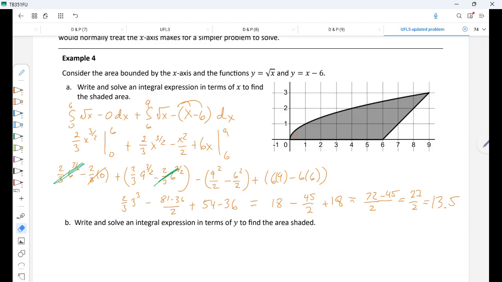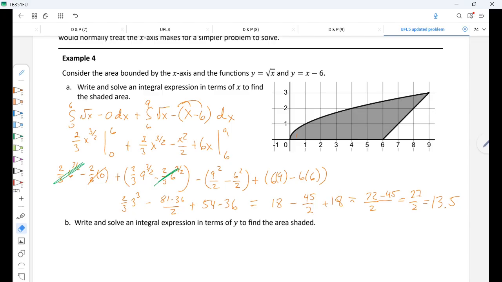So I said there's an easier way. Let's take a look at the easier way. We can integrate against the y-axis. We can also integrate against the x-axis, but that means we need to kind of shift our entire perspective. We need to think of this not as y equals a function of x. We need them to be x equals a function of y.